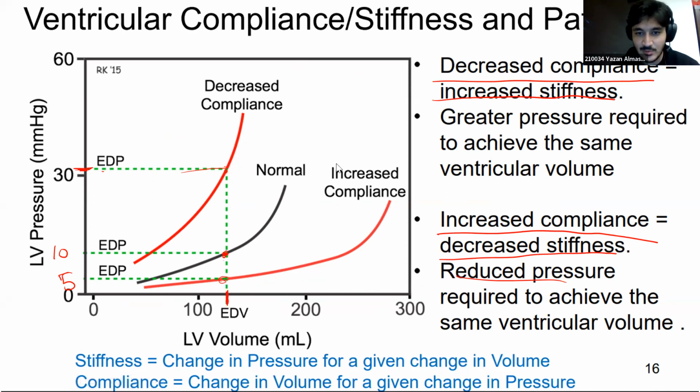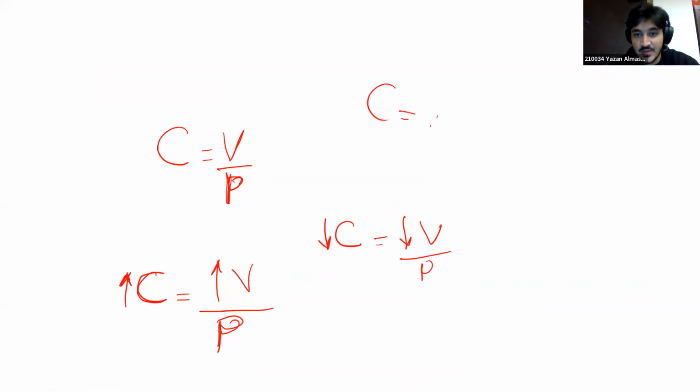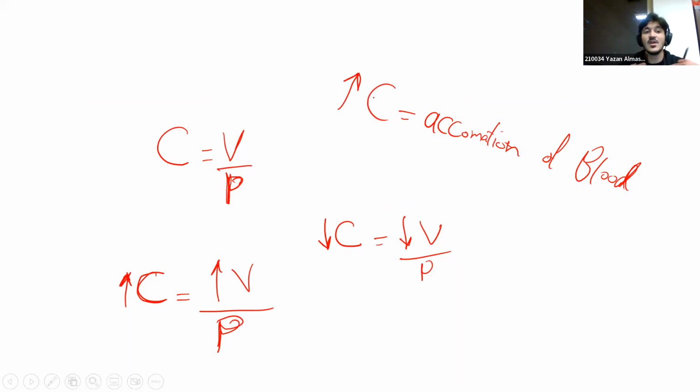Are you sure, guys? There's only one person responding now, which is fine. One more time, please. One more time, no problem. So compliance is how much, let me write this here. Compliance is accommodation of blood. So if the heart has high compliance, that means it can accommodate more blood without increasing the pressure. And it's gonna stretch with the blood, and it's gonna be more compliant.